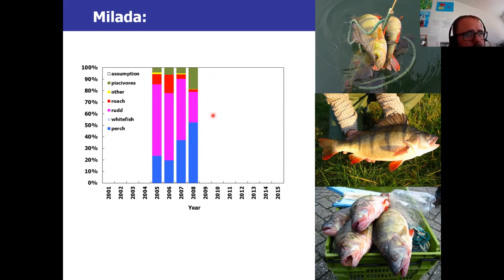What was very positive is that the number of piscivores increased during the early time of the succession of the fish community in this lake, and the share of biomass of perch increased very significantly. Perch is a species that is represented here in the photographs, and in these sizes is a very important piscivore. So perch and other piscivores are highly wanted fish species here. On the other hand, cyprinids like rudd and roach, represented here in red color, are unwanted.